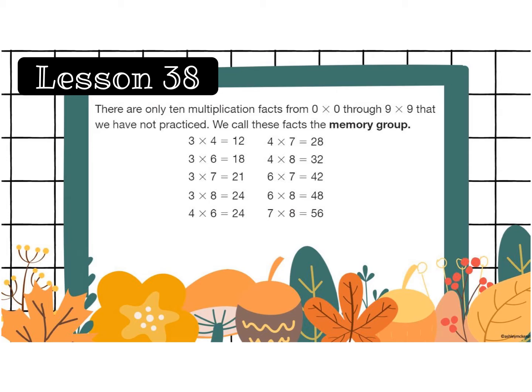There are only 10 multiplication facts from 0 times 0 through 9 times 9 that we have not practiced, okay? We've pretty much tried to practice all of them, and you should have practiced all of them by 4th grade anyway. So we've reviewed a few already. Today we're going to focus on the memory group. So looking at things like 3 times 4 or 3 times 6, 3 times 7, these are ones we just have to memorize.